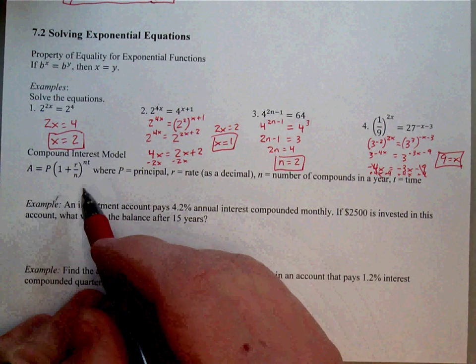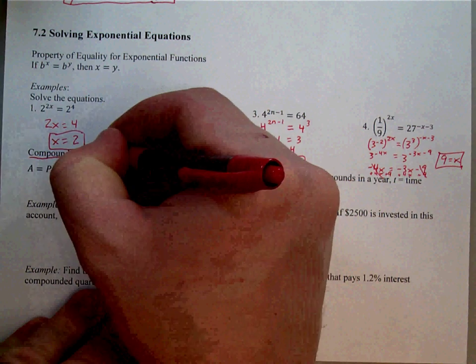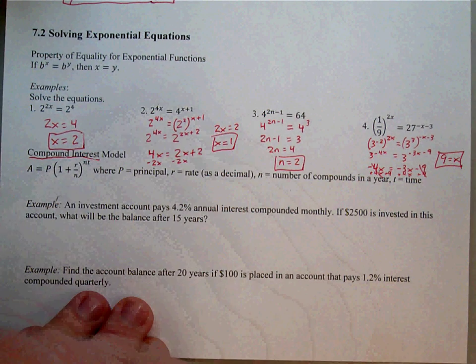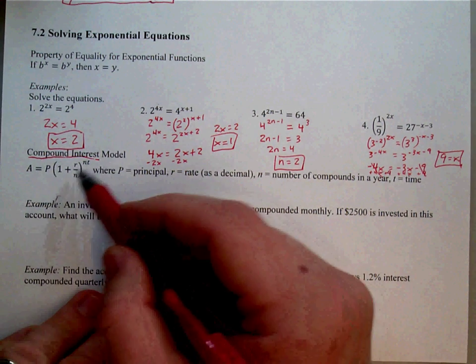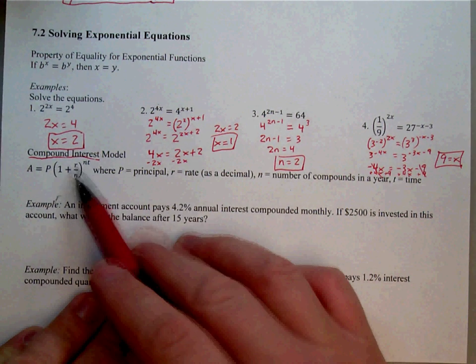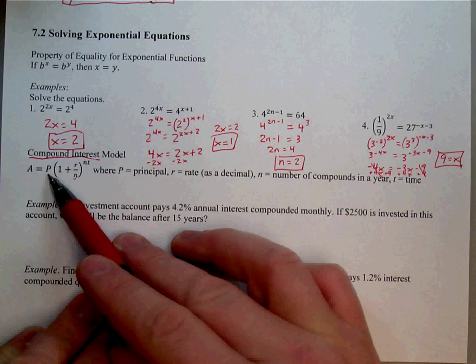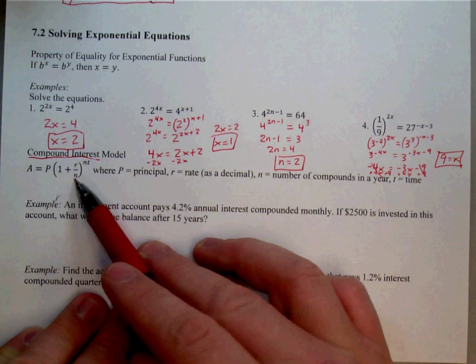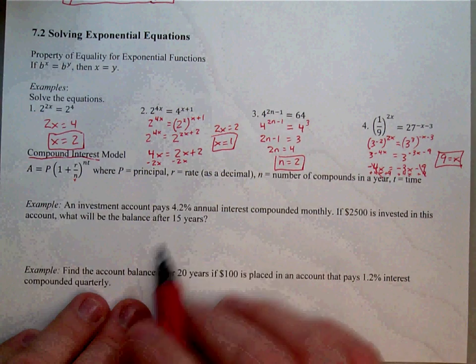Now we have a new model or new equation for compound interest. So if you go to a bank and you get interest and they say it's compounded monthly or daily or weekly, that type of thing, we would use this model. The letters are a lot of the same as before. P stands for principal, that's the initial amount. N is the number of times it's compounded in a year. So let's take a look at this example.